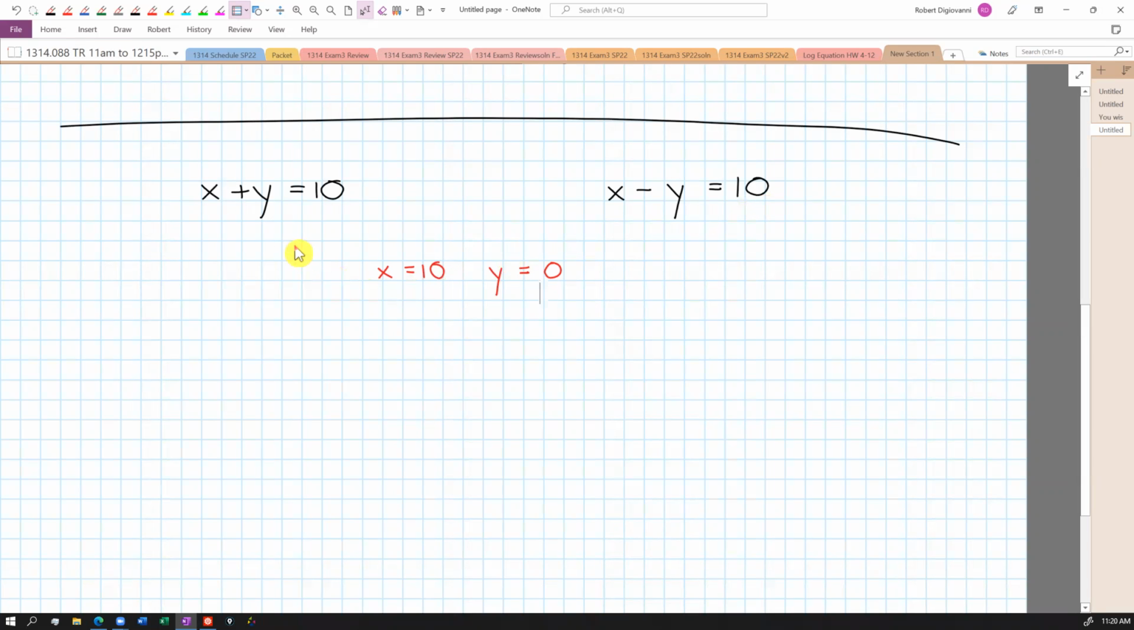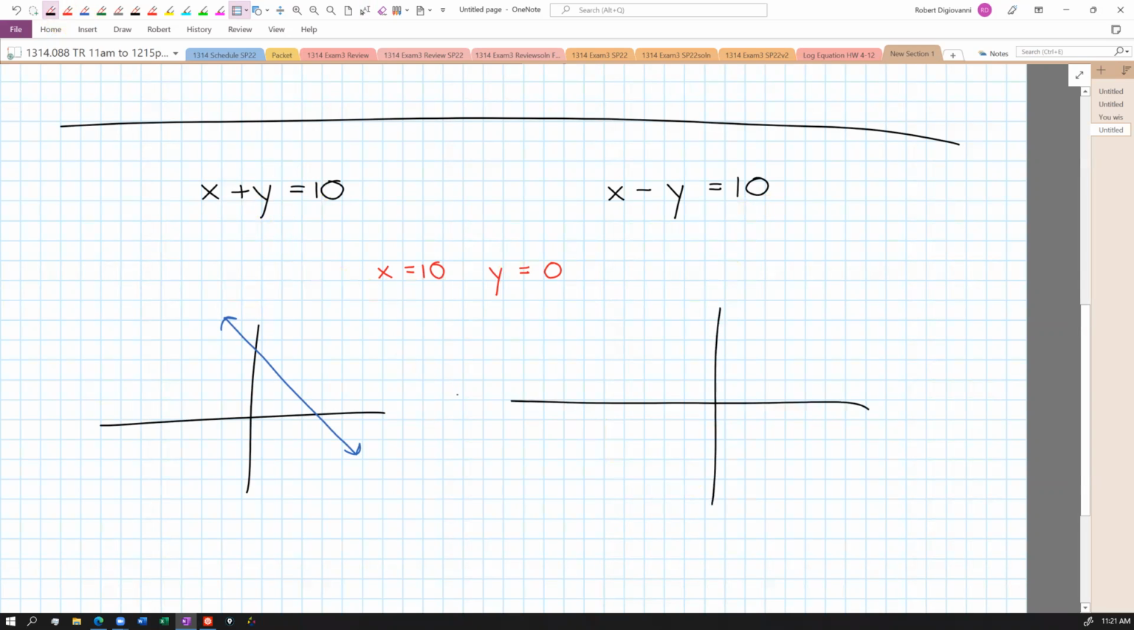So think about it geometrically. If I graph this, all the solutions, what do I get? A line, right? And we just graphed it, and it looked like this. And if I graph this one, it's going to be some other line. It's not the same line because they're not the same equations, but it'll be some other line, yeah?